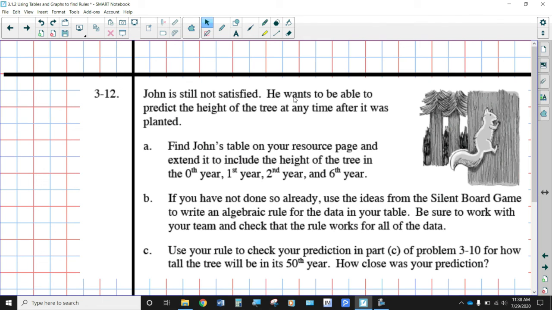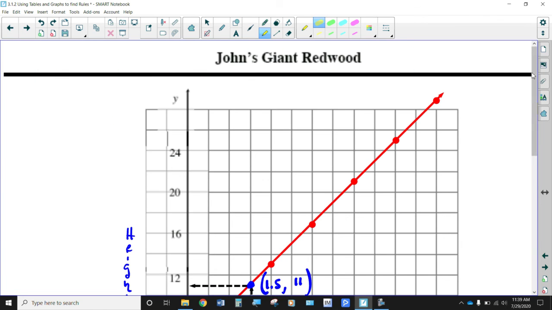So John is not satisfied. He wants to be able to predict the height of the tree at any time after it was planted. So what have we done so far? We have found the table and we've entered in those. Now we're going to play a silent board game, and we're going to create an algebraic rule for this data and then use that rule to try and figure out the 50th year how tall the tree will be.